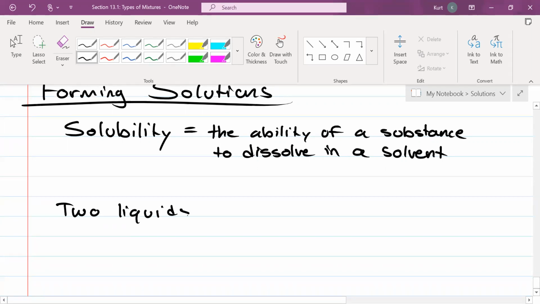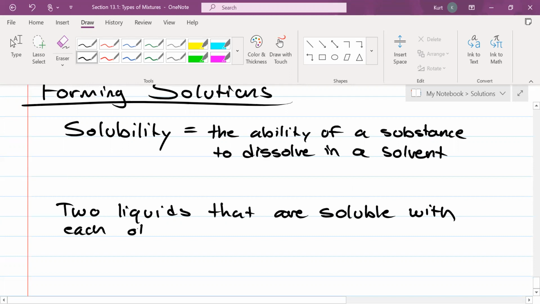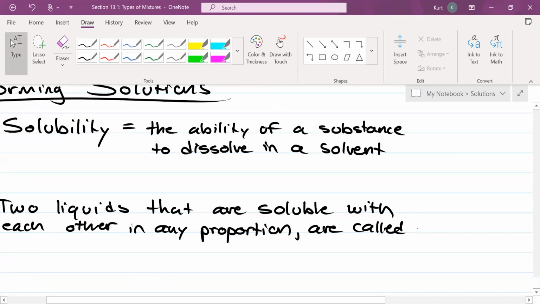So when two liquids that are soluble with each other, or there's that made up word, dissolvable, this is known as miscible. Another vocab term.